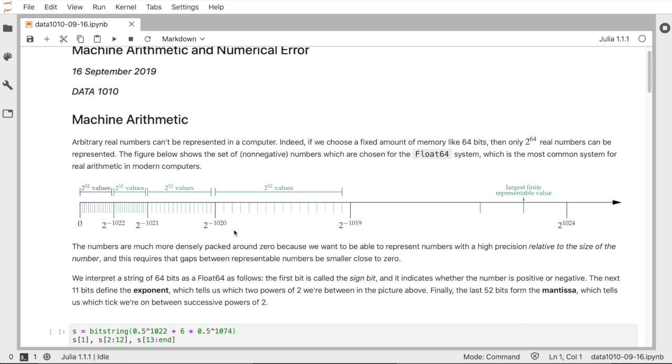Then, once we know which two powers of 2 we're between, we look at the last 52 bits and we count up that many ticks. So for example, if the exponent is 1, so we're between these two powers of 2, and the mantissa is 3, then we count up 3 tick marks, and we would be at this third tick mark here.